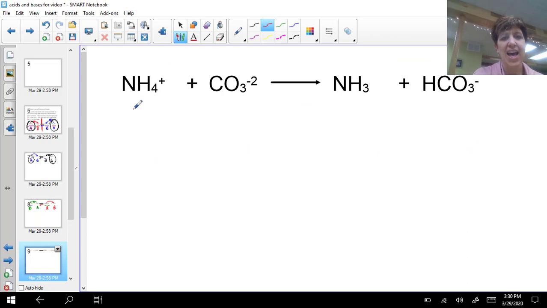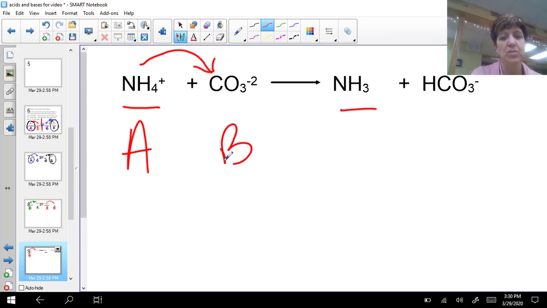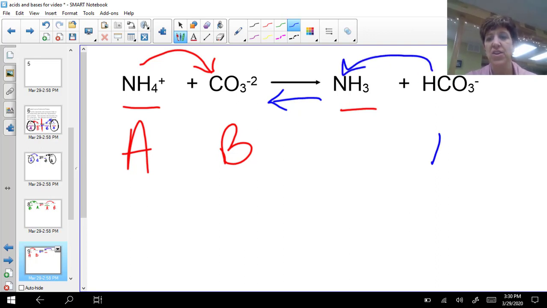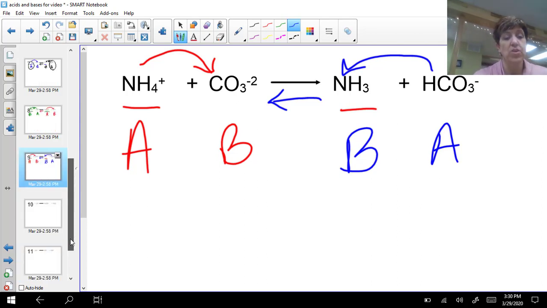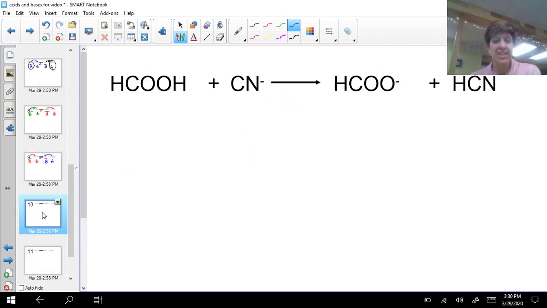Next one, NH4 becomes NH3. That means it's going to lose an H plus, so I go like this and show it giving it away. So this is my acid and this is my base. And if instead I do the reverse reaction, HCO3, this H is going to go to here. So this is my acid and this is my base. It doesn't always work out that it goes A, B, B, A. You just have to figure out where the arrows are going in order to do it. All right, next one.